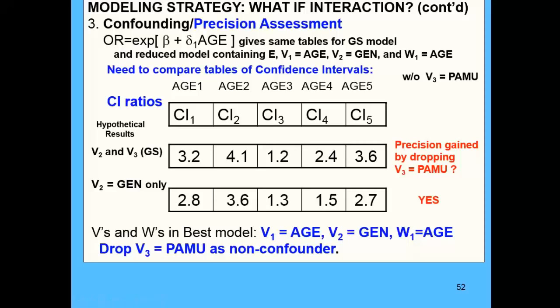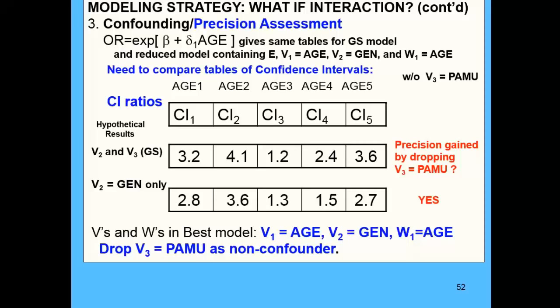So that's the idea. So when you have interaction, it's just more complicated. You have to deal with tables of odds ratios. And there's more subjectivity. The more interaction variables you have, the more product terms you have, the more complicated these tables look. If you had two effect modifiers, age and race, then you have to consider categories of age and race together, and you'd get a more complicated table. And you'd have to compare it for the gold standard model and for other subsets.